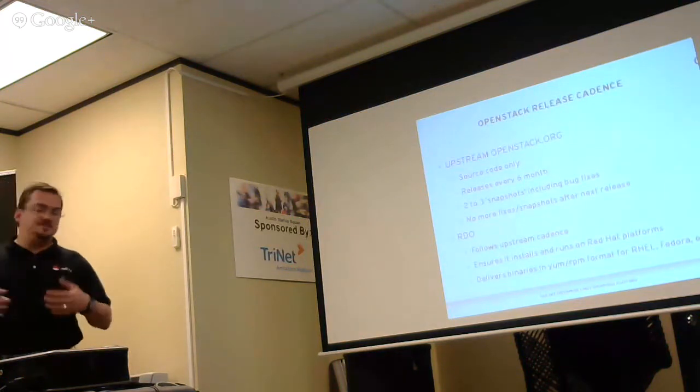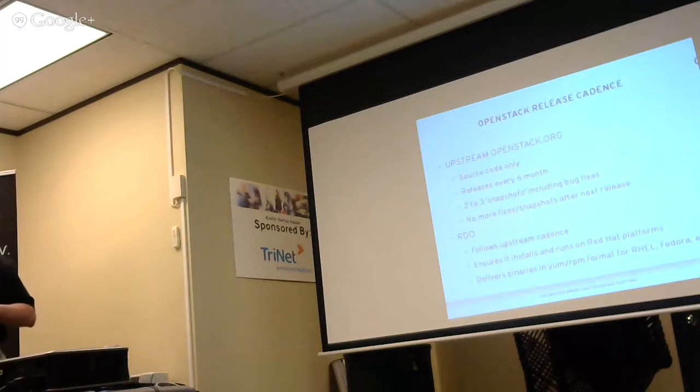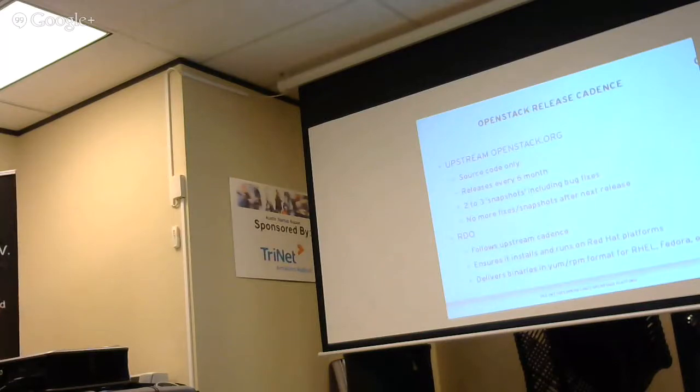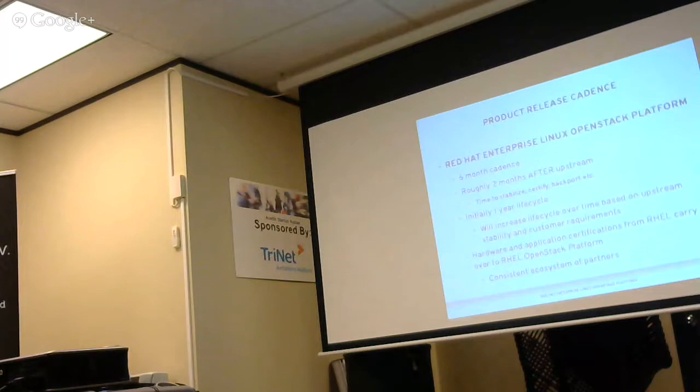The upstream, you guys probably know this, is source code only, released every 6 months, with 2 to 3 snapshots, including bug fixes. RDO does follow the upstream cadence, but we just package it for Red Hat and derivatives. And then the OpenStack platform, like I said, initially it's going to be a 1 year life cycle. We'll eventually put that out to a two year life cycle. Right now, because upstream is moving so quickly, it just doesn't make sense for us to try to support it longer than 1 year, because nobody's going to keep it in production longer than 1 year.